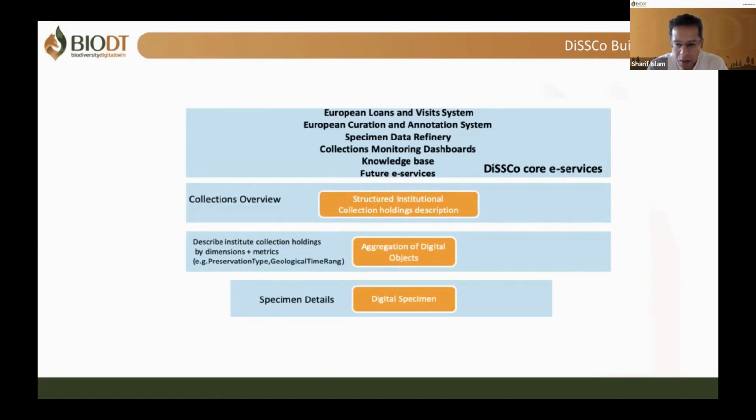So some of the DiSSCo services we're looking into will have an integrated entry point for people to find these objects and the digitization level, and they can request them. They can also help to curate and annotate these things. There will be a lot of different types of data refinery systems, dashboards, a knowledge base, and of course, different sorts of new e-services will be coming along based on these components.